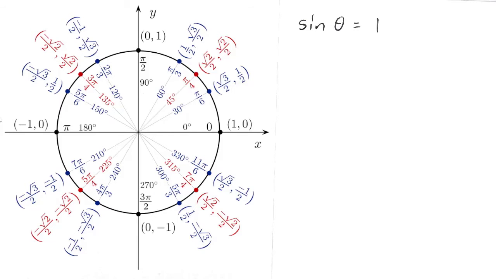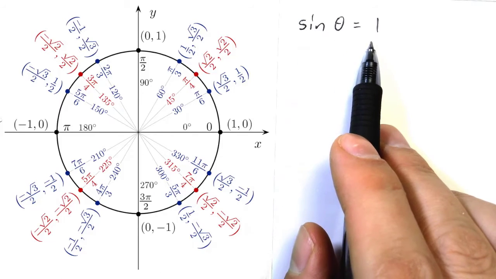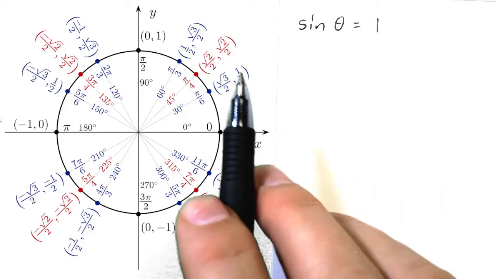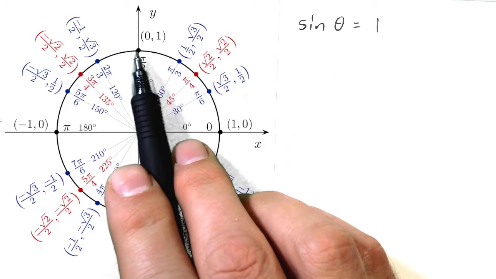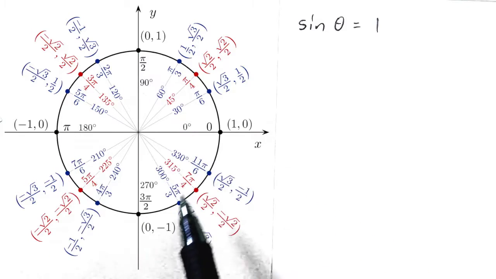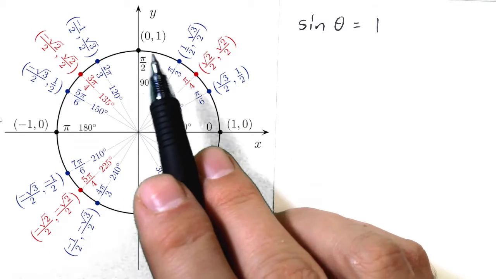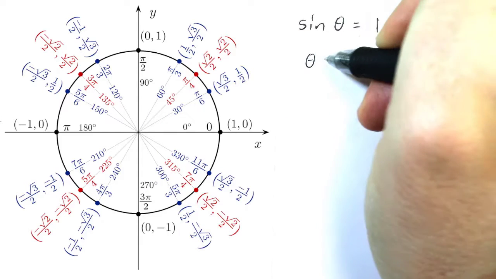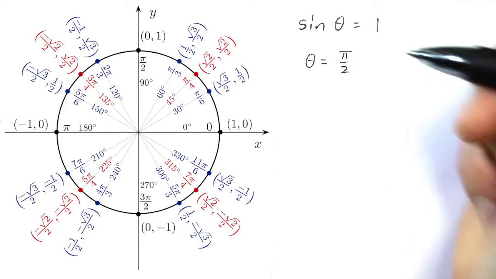Okay, another equation that we were looking at was sine of theta equals 1. What are the solutions to this? Well, now I'm looking for points whose height is 1. Well, that's this point right here. And there's no other points on the unit circle, so it's just this one. What's the angle that gets me there? Well, it's pi over 2 radians. So I can see that one solution is pi over 2.